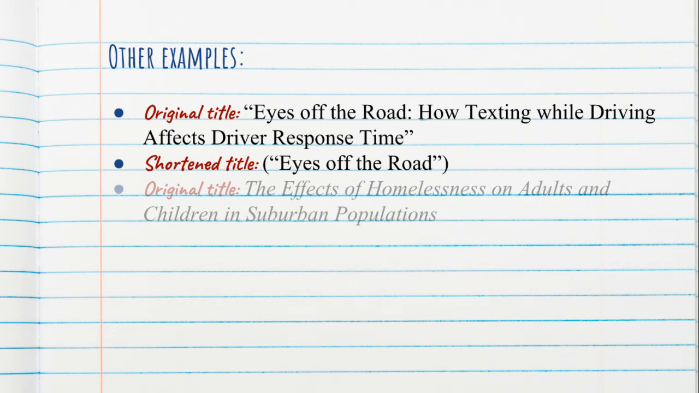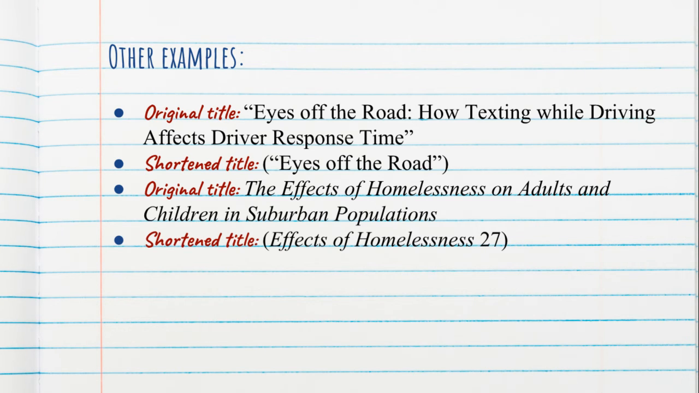Also, you see here again, there's no extra spaces between the parentheses and the quotation marks in the text. Here's another one: The Effects of Homelessness on Adults and Children in Suburban Populations. This is a book, so the title is going to be italicized. So the shortened title is going to be Effects of Homelessness. And because it's a book, you would add in a page number for wherever you got that information.